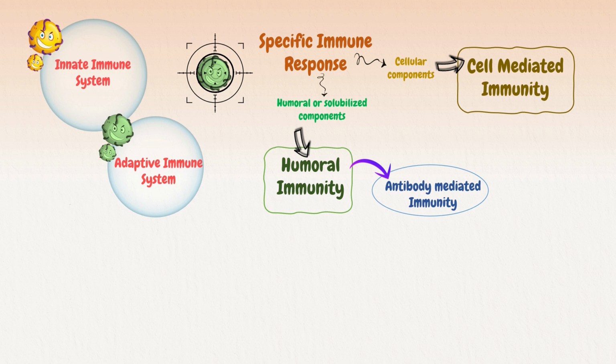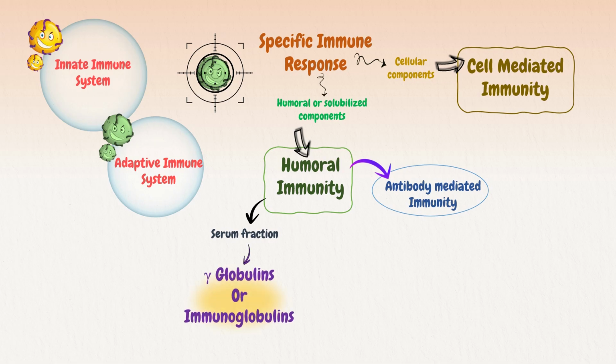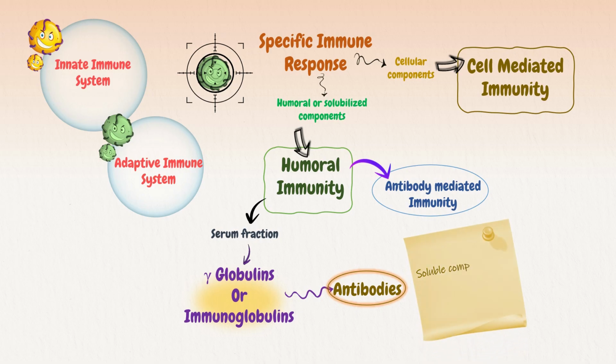Well, the soluble components of humoral immunity are mainly composed of a fraction of serum that was called gamma globulin or immunoglobulins. And the soluble active components in the immunoglobulin fraction of serum are now commonly referred to as antibodies. So we can say antibodies are the soluble components of body fluids, previously called body humors, that are responsible for the immunologic events under humoral immunity. That's why humoral immunity is also termed antibody-mediated immunity.